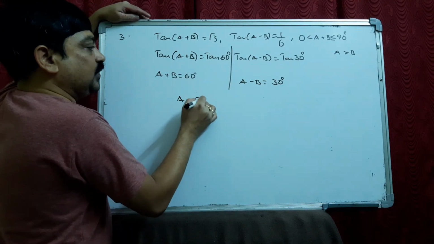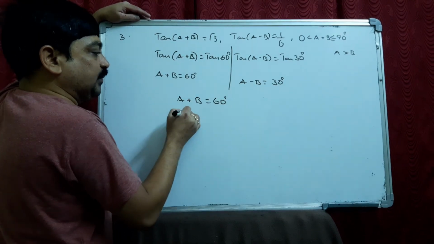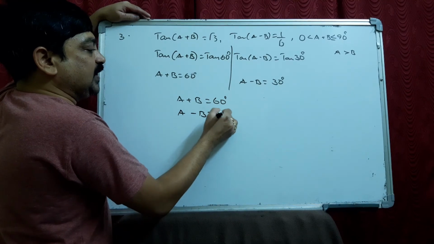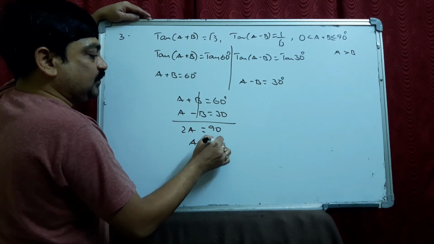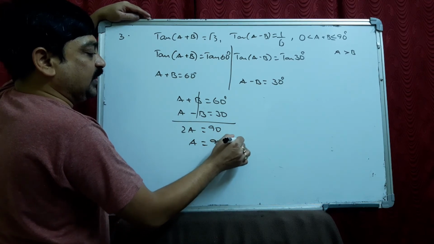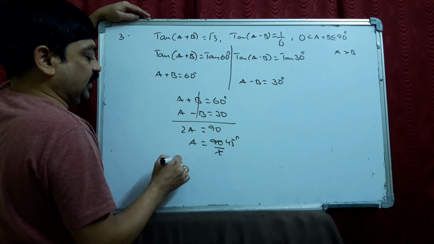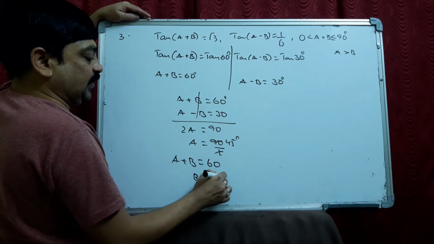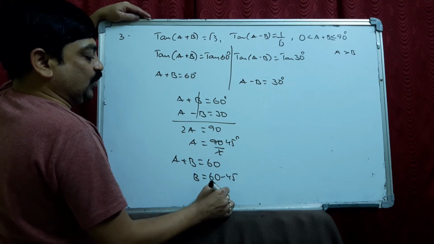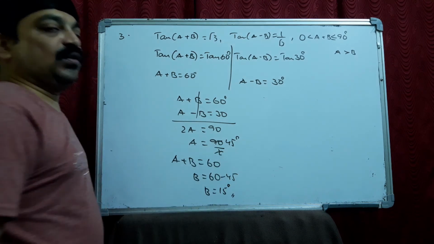So let us solve using the pair of linear equations concept. A plus B is 60, A minus B is 30. Just add them, 2A is 90. A is 90 by 2, it is 45 degrees. When A is 45, we know A plus B is 60. B is equal to 60 minus 45. B is equal to 15 degrees. Like that you can find the angles.